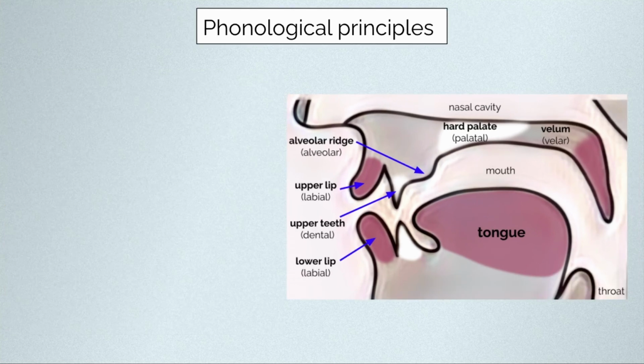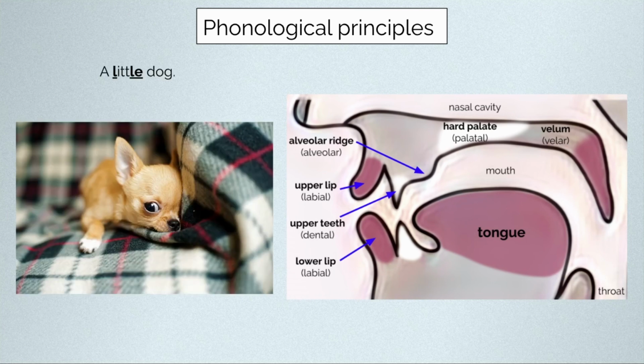Now moving on to the final part of this video where we're looking at phonological principles. So let's have a look at this cute little fella. He is a little dog. Now look at this word little. It has two L phonemes, one at the beginning or the onset, one at the end or the coda. And listen to how they are different. Little.